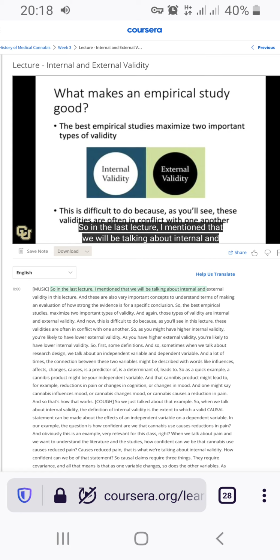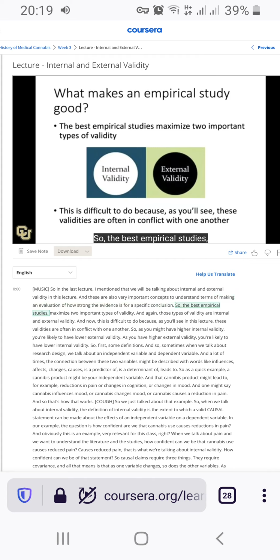So in the last lecture, I mentioned that we would be talking about internal and external validity in this lecture. And these are also very important concepts to understand in terms of making an evaluation of how strong the evidence is for a specific conclusion.